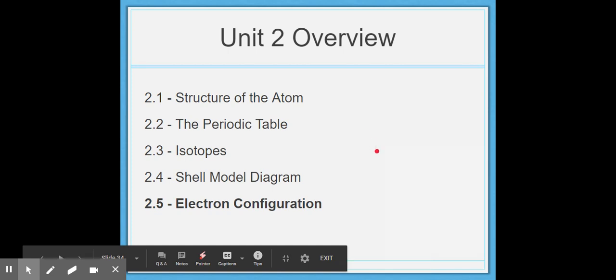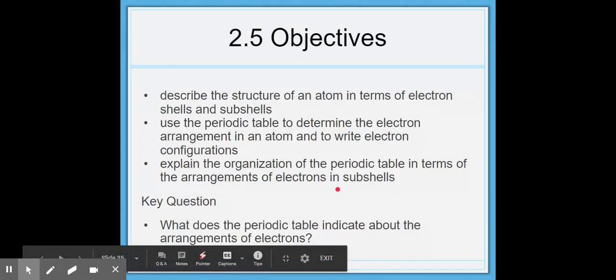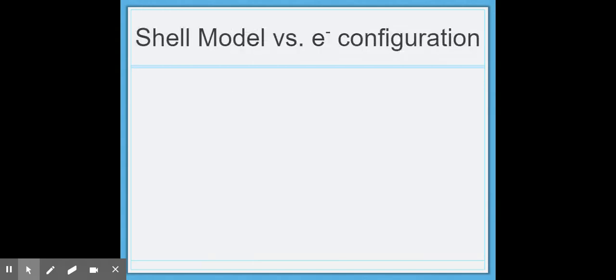All right, so hello. Today we're going to go over our last topic for the unit, which is electron configuration. What we really want to do here is use electron configuration to see what the periodic table indicates about the arrangement of electrons. There's a lot of information on the periodic table that can give us information about our arrangement of electrons. And we've already seen one representation of electrons in the shell model.